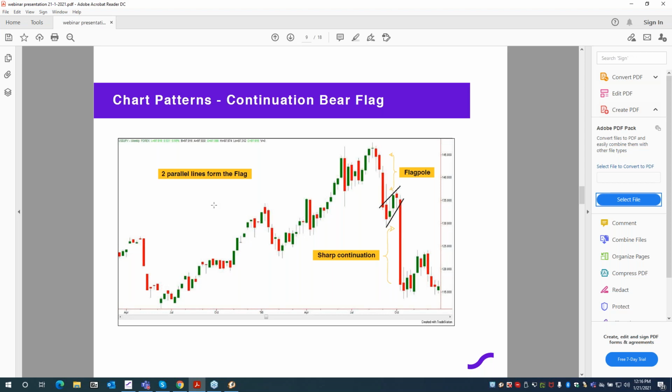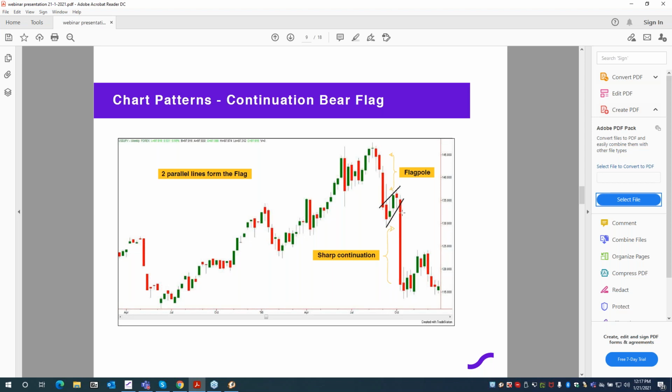We draw a flag. Again, you have your flag pole in an inverse direction, the other direction now. You can see the flag pole standing up, and you have the flag at the bottom here, which is basically an upside down flag. Again, the distance that you see from the flagpole signifies that there could be a sharp continuation of the same amount of pips, and even more sometimes.